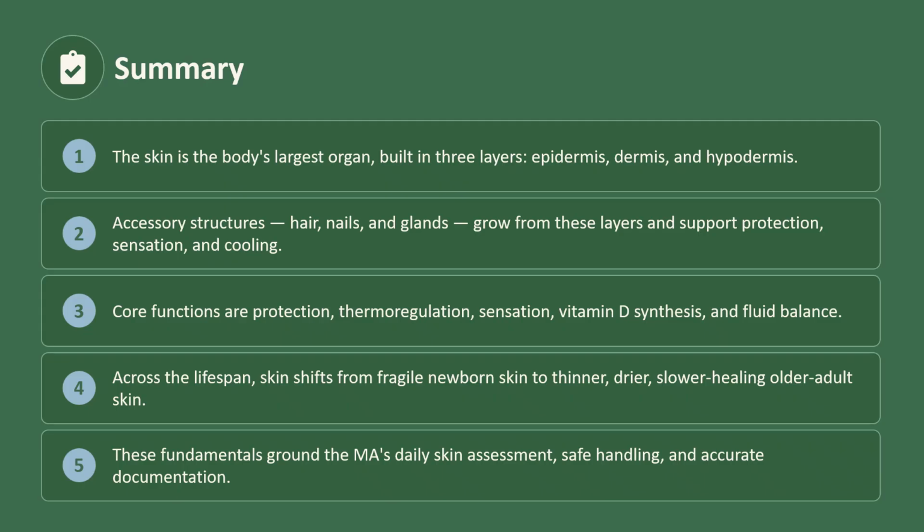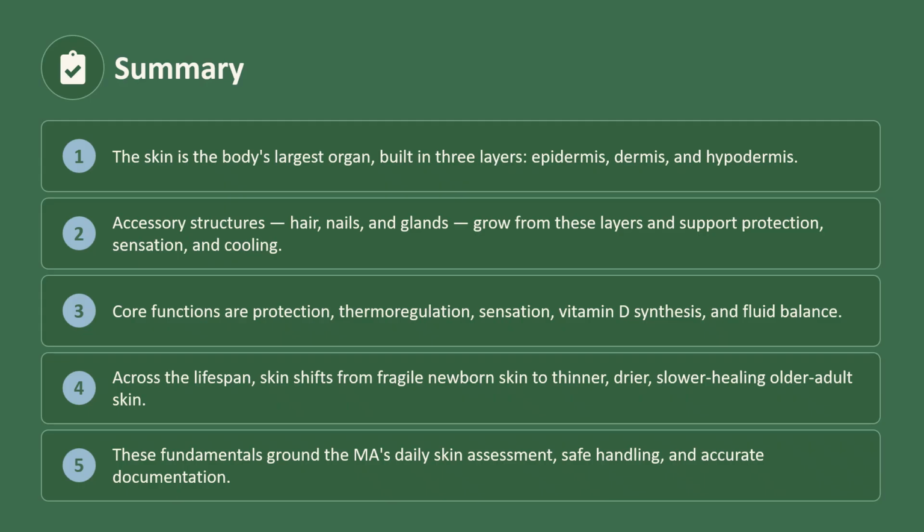2. The accessory structures: hair, nails, and glands. These grow out of those layers and carry out real work, from protection to sensation to cooling. 3. The skin performs 5 core functions: protection, thermoregulation, sensation, vitamin D synthesis, and fluid balance. 4. The skin changes across the lifespan from thin and fragile newborn skin to the thinner, drier, slower healing skin of the older adult, and those differences change how we handle and assess each patient.